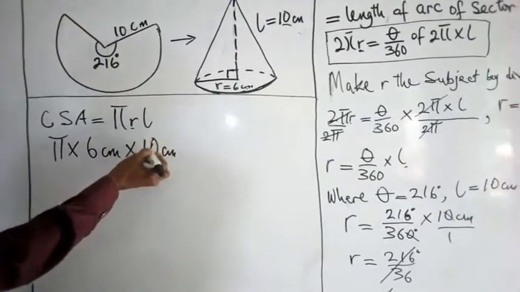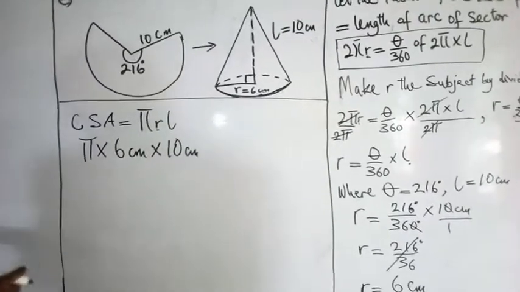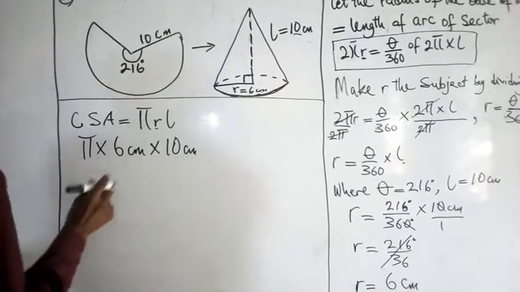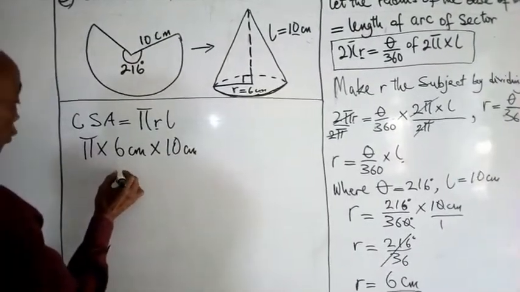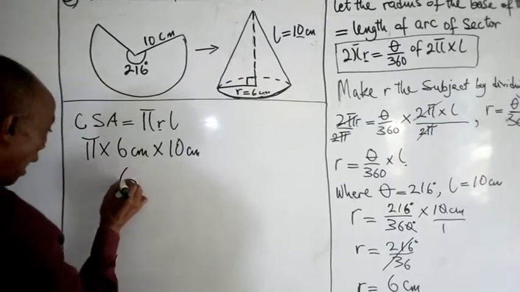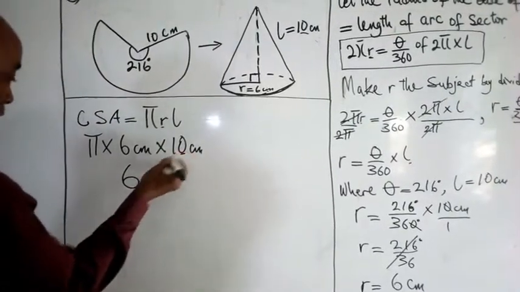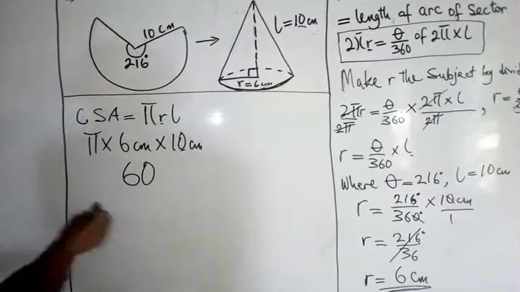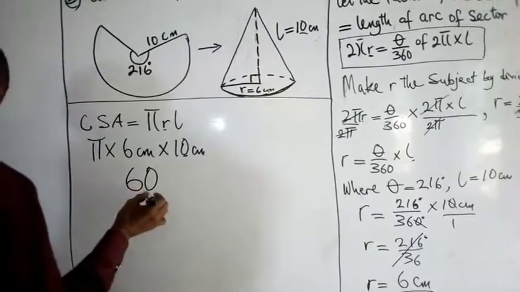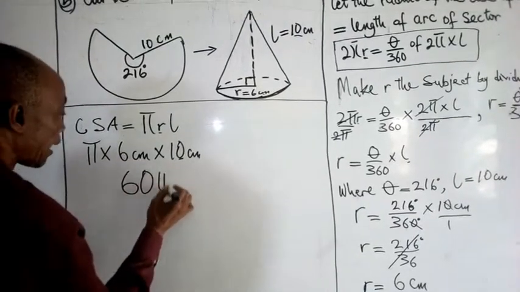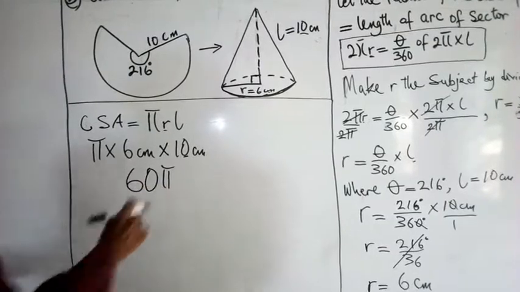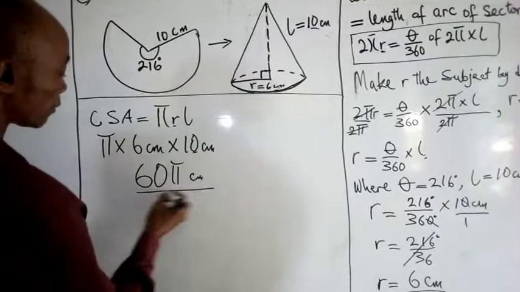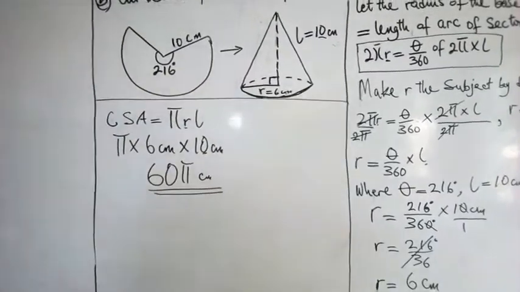By the time you multiply this, remember they say leave your answer in terms of pi. It's going to be 6 times 10. Any number you multiply by 10, just write that number and then take the 0 in 10 and write in front of it. This is interesting. Don't forget, it says leave your answer in terms of pi, so you can now say 60 pi centimeters. That is about that example.